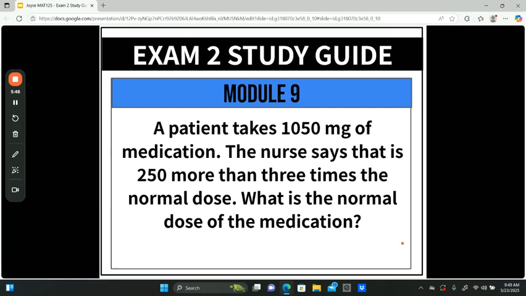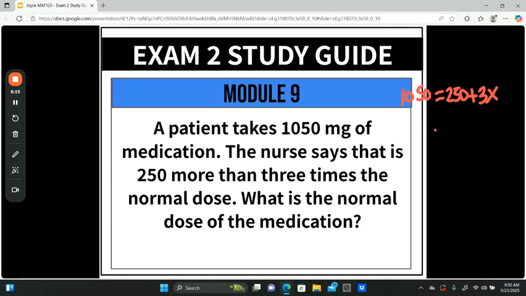Alright, so we're going to write an equation. I'm going to come over here. So the patient takes 1,050 milligrams, and the nurse says that this is 250 more than 3 times the normal dose, which is what we don't know. So we're going to call that x. Alright, so we've created an equation.